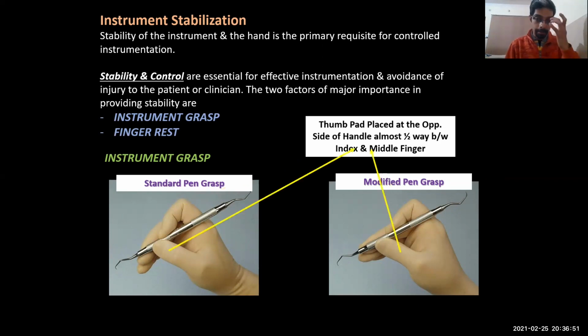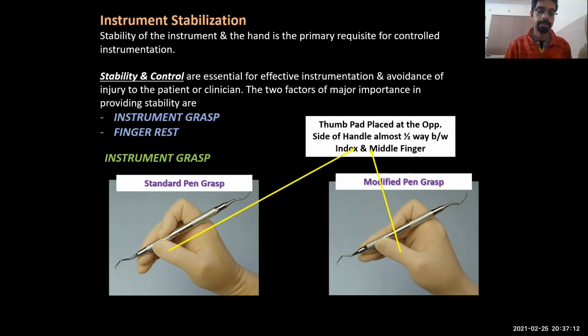Now, the thumb. The thumb pad is placed at the opposite end of the handle, almost halfway between the index finger and the middle finger in both types of grasps.